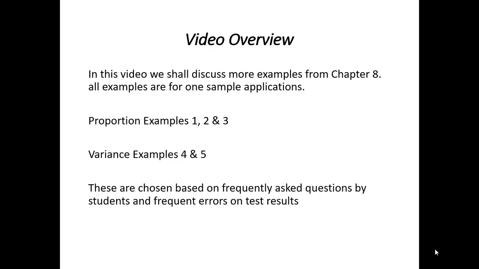So in particular we're going to look at examples involving proportions. This will be covered in examples 1, 2, and 3. And examples involving variances covered in examples 4 and 5. And once again, these are based on frequently asked questions and frequent errors that occur on test results.